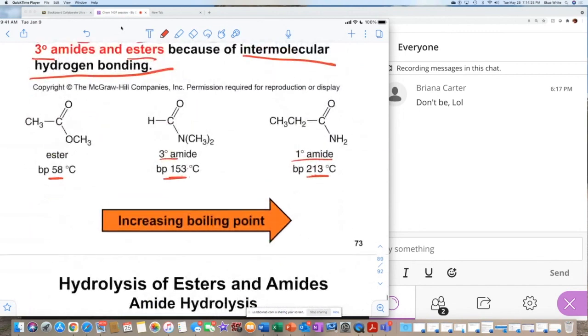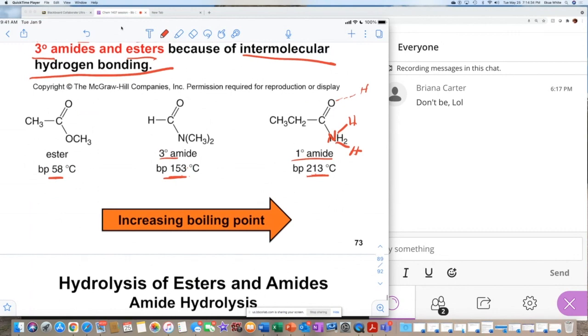But it has 2 hydrogen bonding sites here. And then this one here can also hydrogen bond, right? With a hydrogen, if you have a flipped version of the molecule.